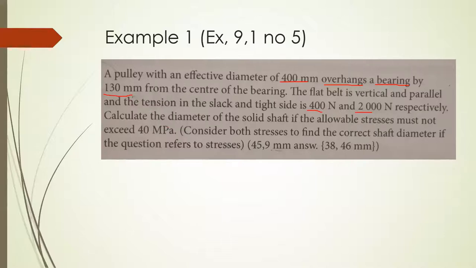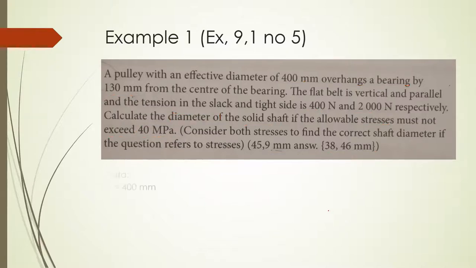Now this is where the question is. Calculate the diameter of a solid shaft if the allowable stresses are not to exceed 40 MPa. Allowable stresses meaning both stresses are not to exceed 40 MPa. Remember, here we've got two stresses, principal stress and shear stress, both of them are 40. Now, they are saying we must calculate the diameter of the solid shaft allowable for both stresses. In other words, we are going to calculate the diameter considering the first limit and the diameter considering the second limit. That's why you've got two answers, because both of them are going to give us a different result.